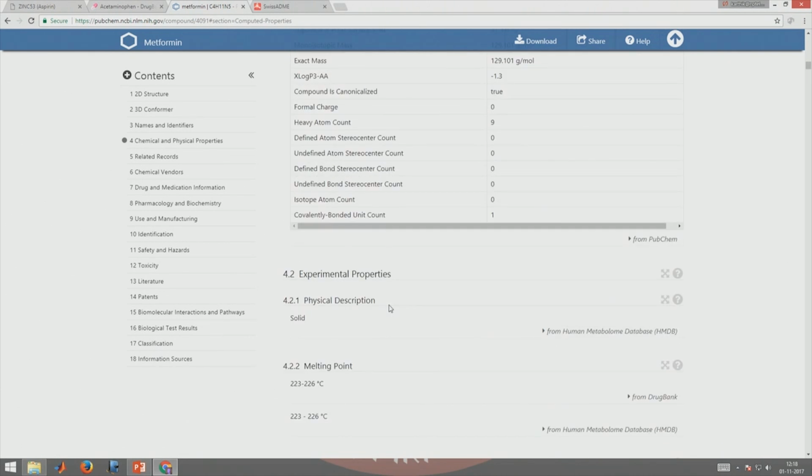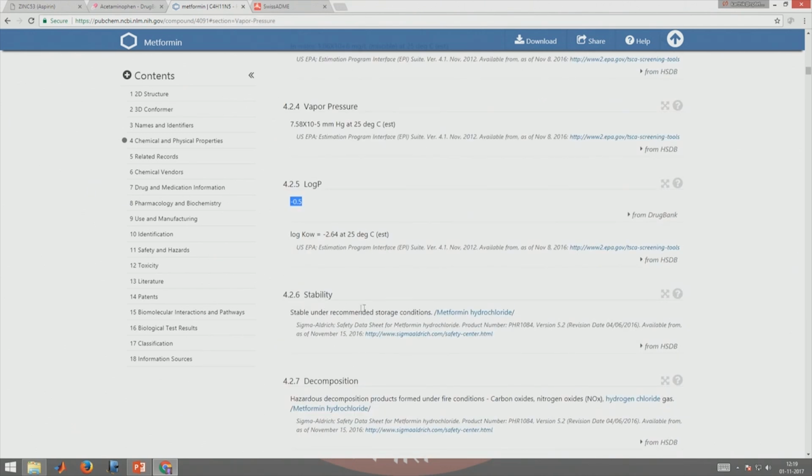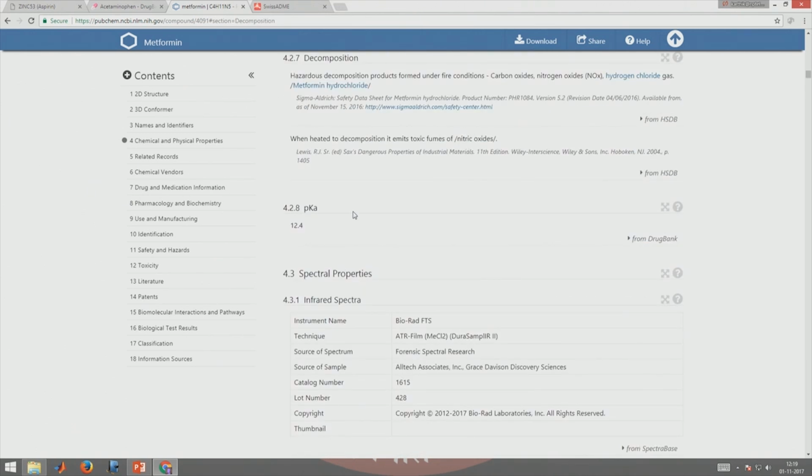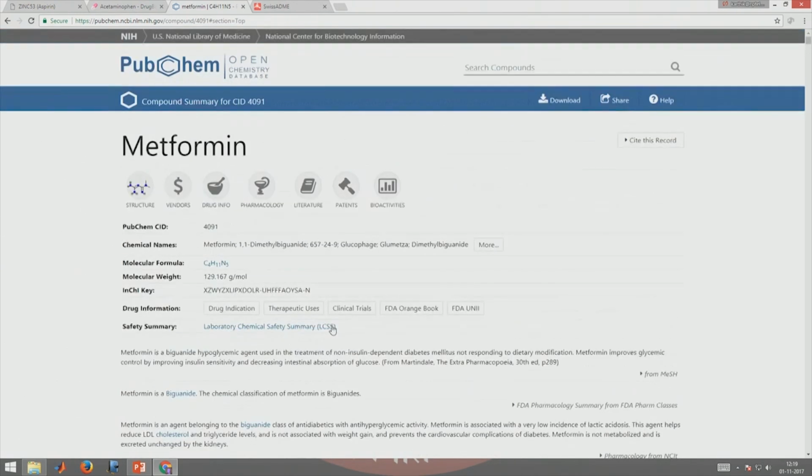Then some experimental properties, melting point, okay, what it is, solid or liquid, vapor pressure data, log P. Log P, as I said, more negative it is or lesser the value, it means it is highly hydrophilic. As you can see, it has got a lot of nitrogens, right, and stability, stable under recommended storage, decomposition details, pKa, okay. So, that is the dissociation part of it. So, lot of information is given. So, experimental and theoretical.